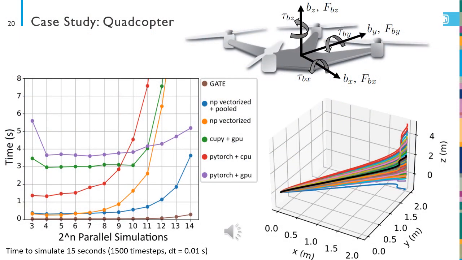To show the performance boost achieved by using GATE, we consider a quadcopter case study that's in our paper. We implement an LQR controller, and an example of the trajectories with inertia uncertainty is shown. To compare different frameworks, we implemented analogous versions of the quadcopter simulation using GATE, NumPy, SIMD vector operations, NumPy, SIMD vector operations pooled across 8 CPUs, CuPy, PyTorch batched operations on the CPU, and PyTorch batched operations on the GPU. We simulated 15 seconds of flight. The left diagram shows that the GATE implementation performed best across the full range tested, with batched pool NumPy as the runner-up.